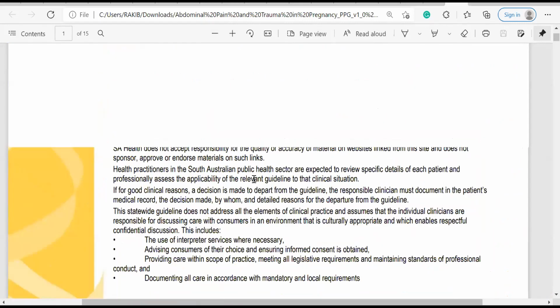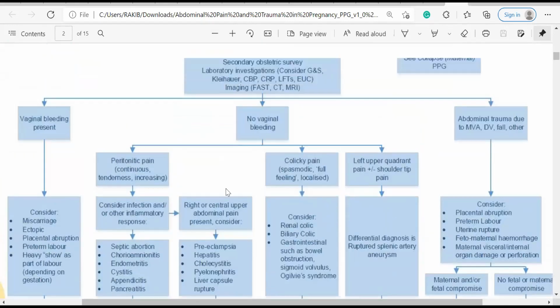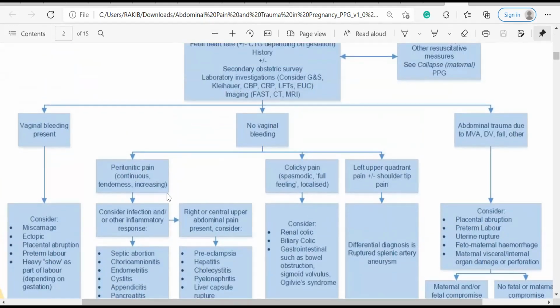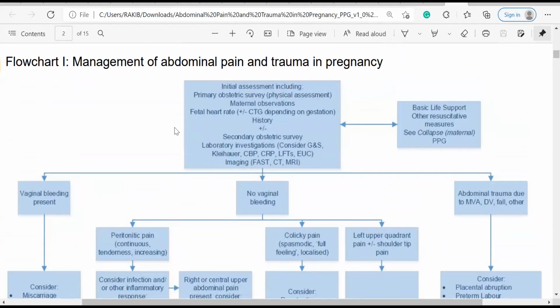So let's have a look in here. Abdominal pain and trauma in pregnancy. In trauma in pregnancy, this is a very good guideline. Always remember SA Health is a good guideline for obstetrics. So always go through the SA Health guideline.